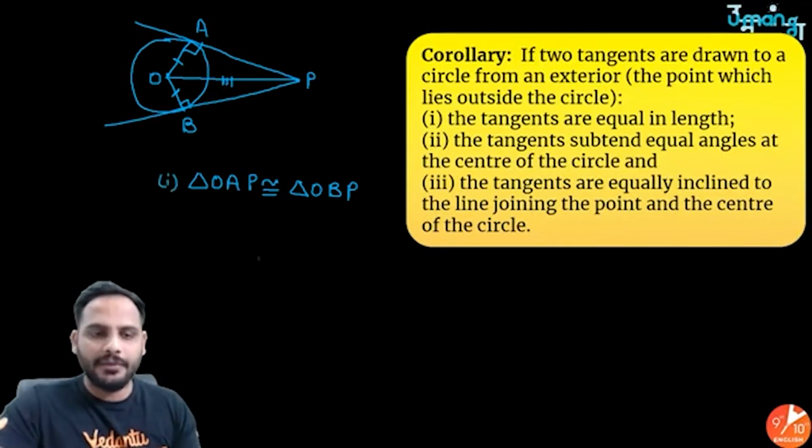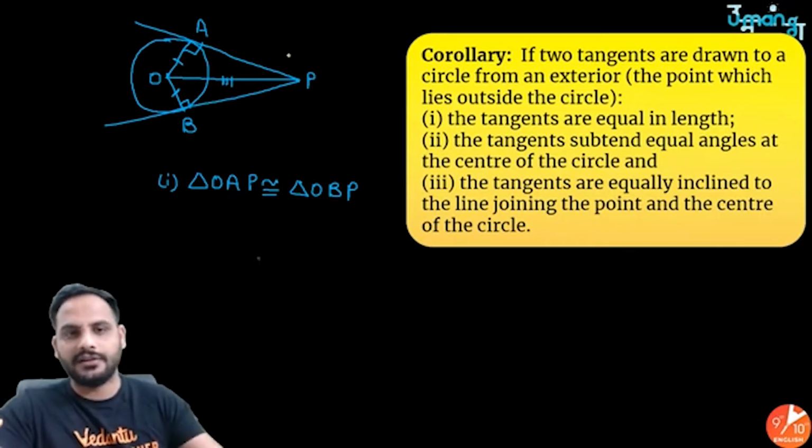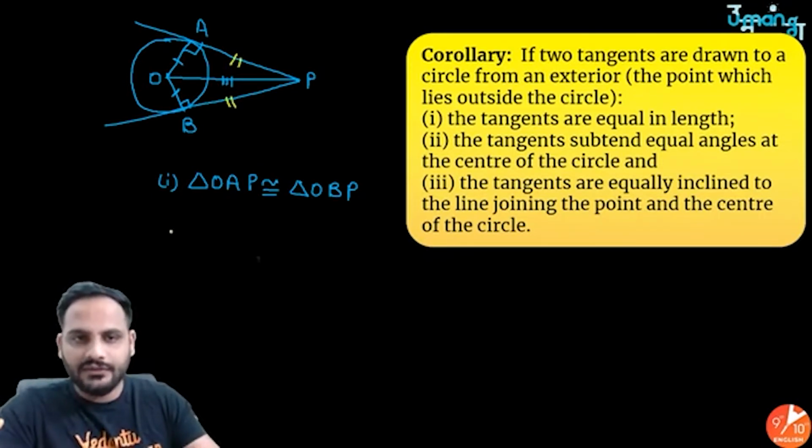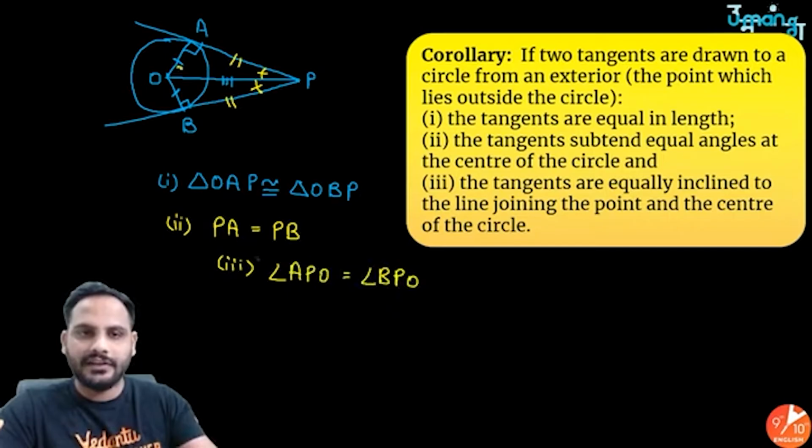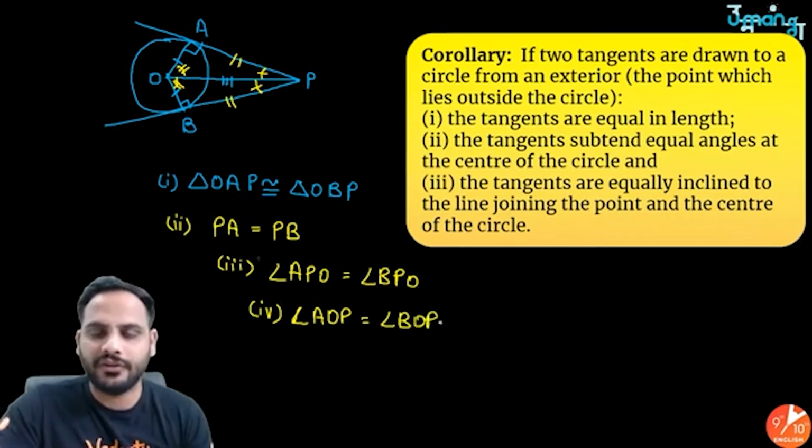First thing. So from here, if they are congruent, we can say the following results. First, the lengths of the tangents will be equal: PA is equal to PB. Second, both the tangents are at equal angles with OP. So third, angle APO is equal to angle BPO. And the last thing, angle AOP is equal to angle BOP. Got it? These are the four results which we have got simply by proving the congruency of both the triangles.